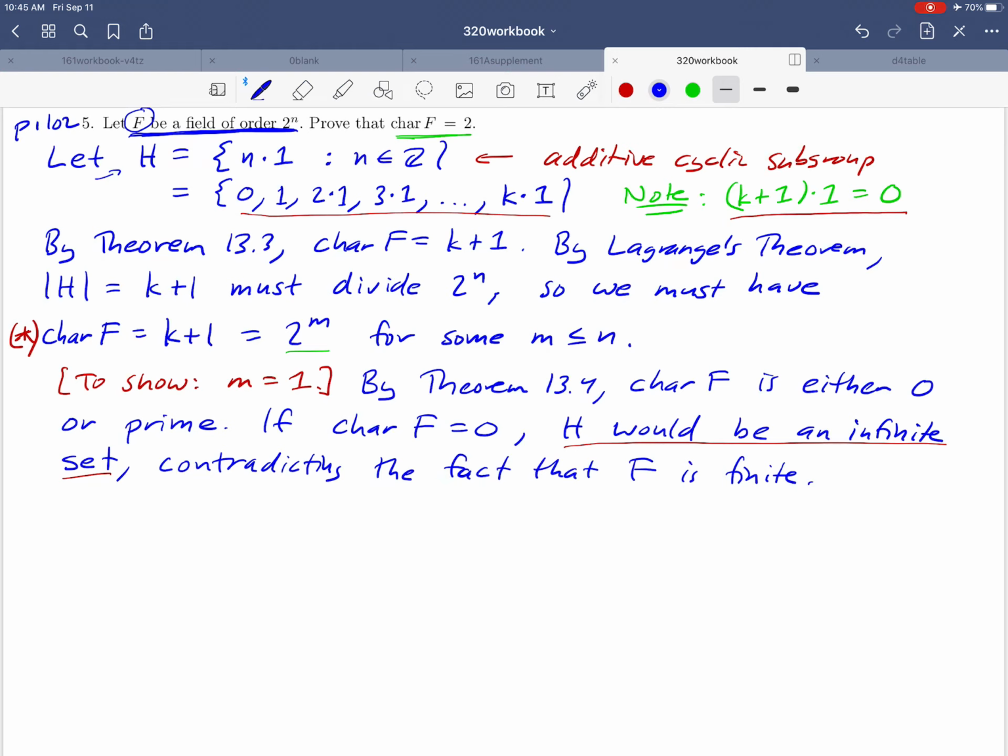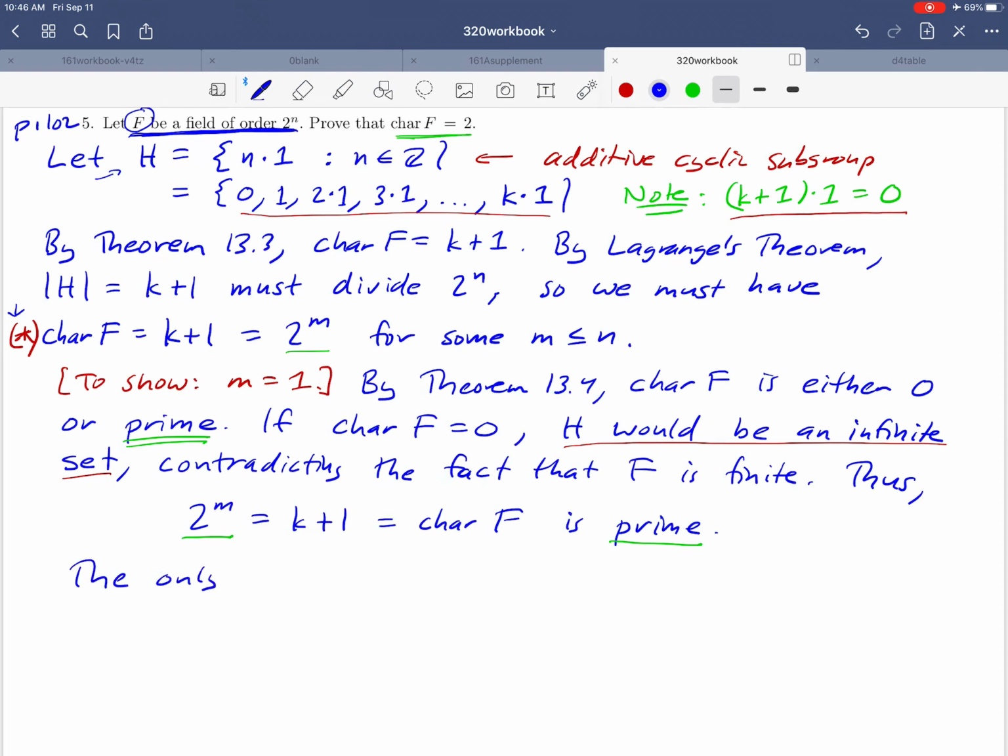But if we accept that as true for now, we have ruled out the possibility that the characteristic of f is 0, so the only other possibility is that the characteristic of f is prime. So what we now know is that this 2 to the m, which just happens to be k plus 1 and the characteristic of f, we're really just restating what we said here in star, has to be a prime. Take a look at the beginning and the ending of that statement. 2 to the m has to be prime. What's the only value of m that would make that a true statement? m has got to be 1 in order for 2 to the m to be a prime number.